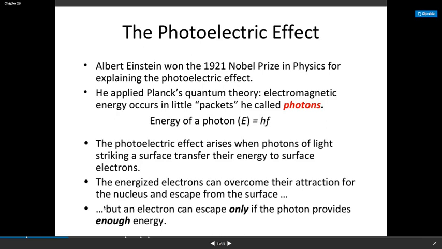I'm compacting this a bit further. An electron can only escape if the photon, so it's a one-to-one basis, provides the energy. So you can't have a series of photons giving energy.